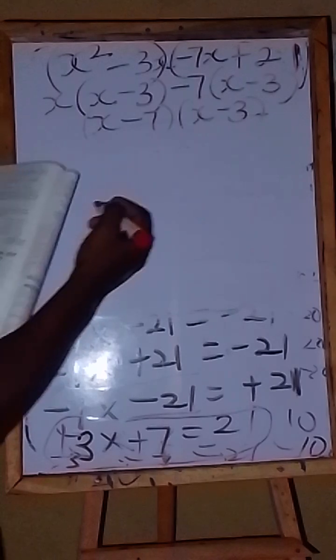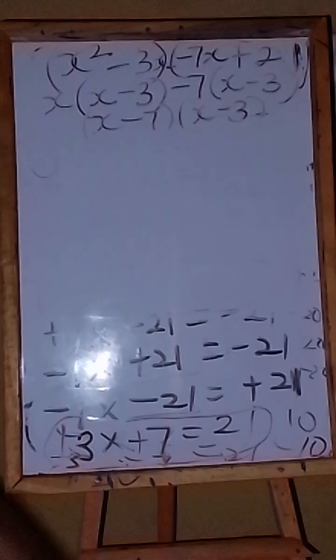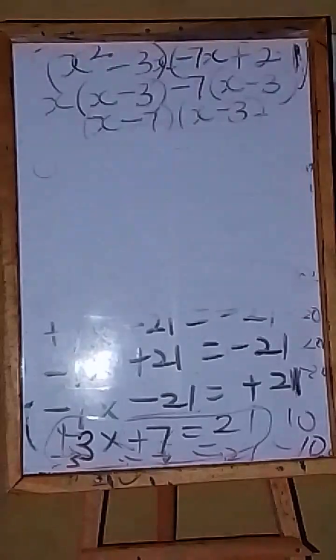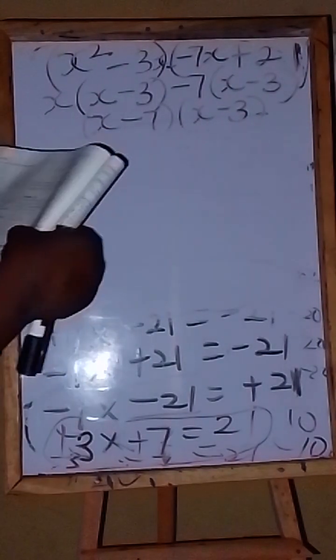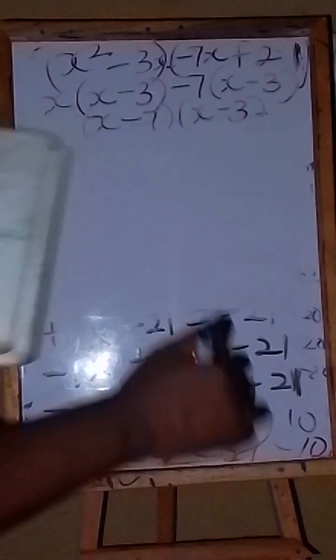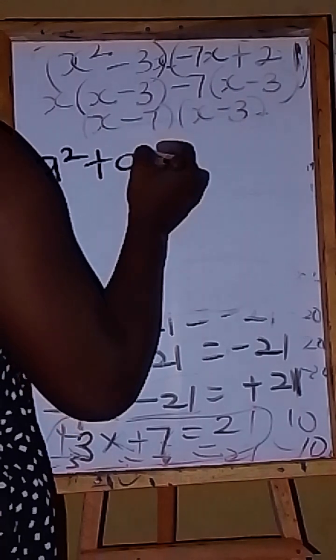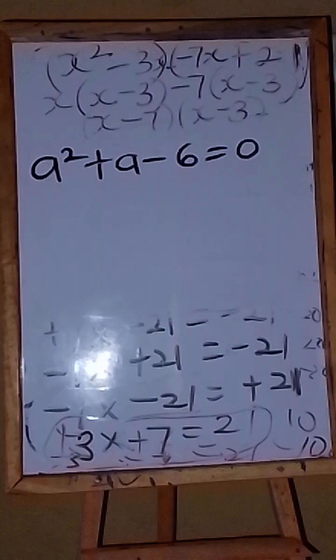The next one we have a squared plus a minus 6 equals to 0. A squared plus a minus 6 equals to 0.